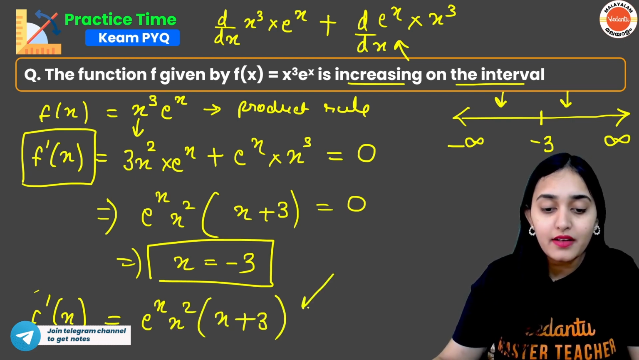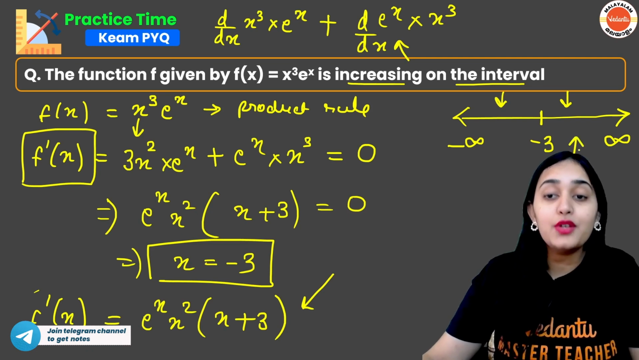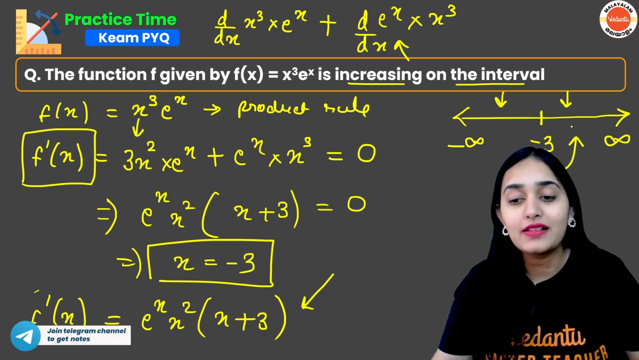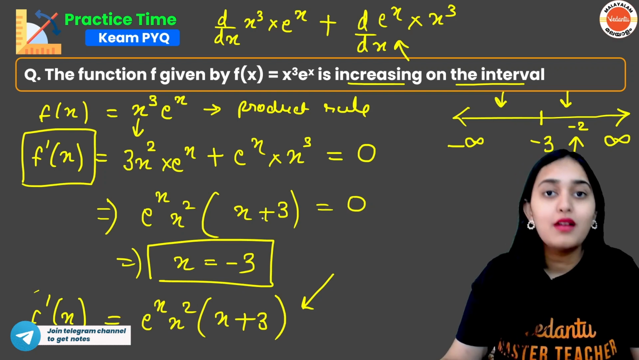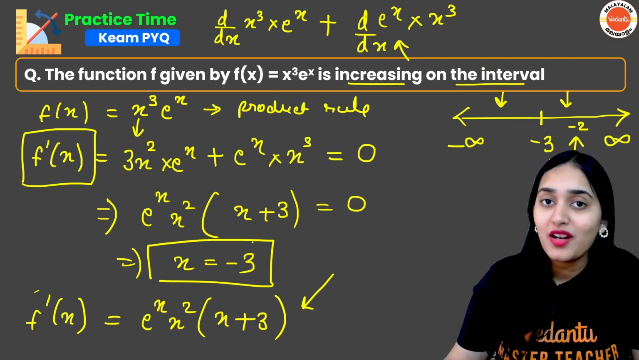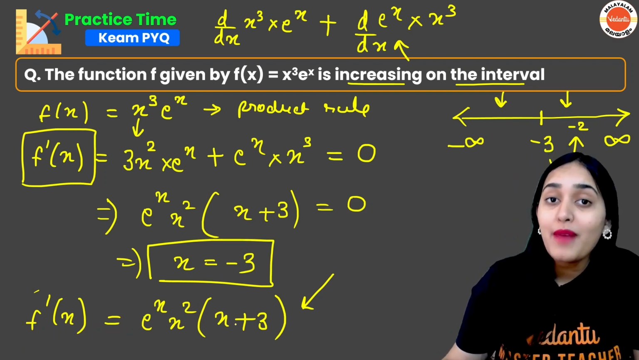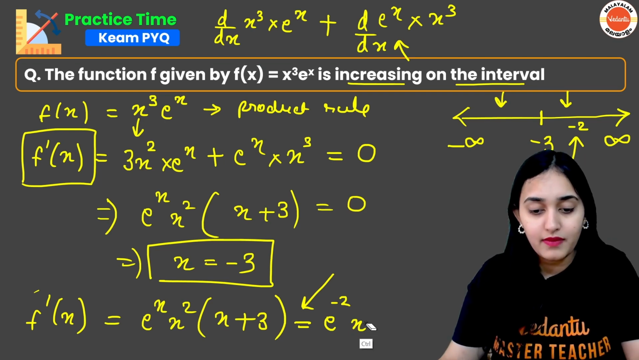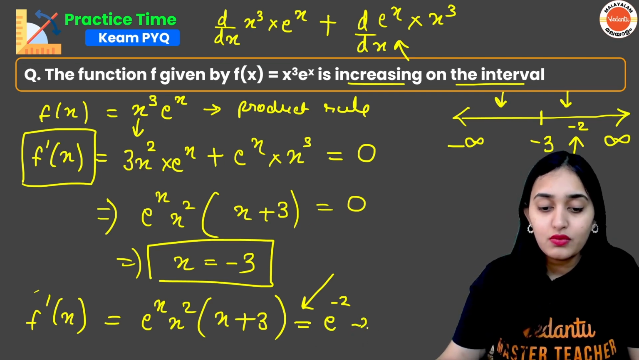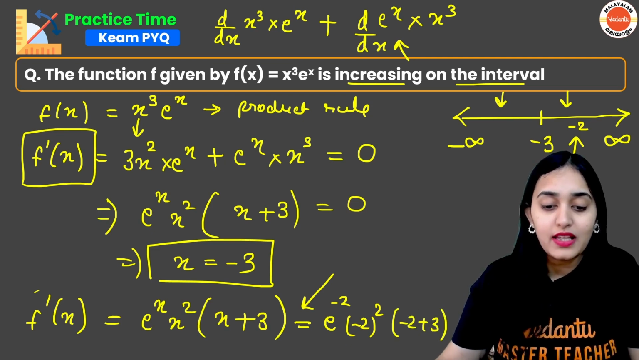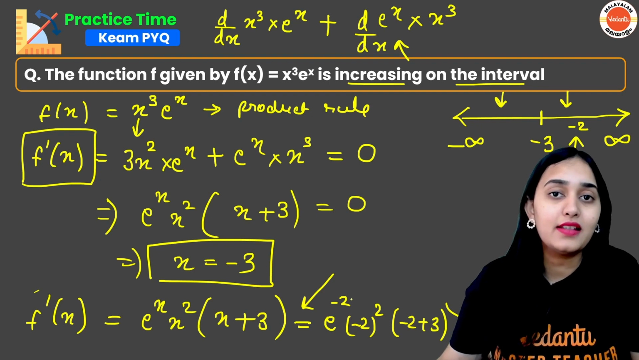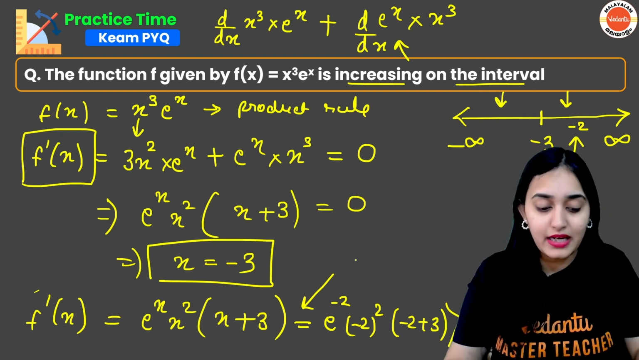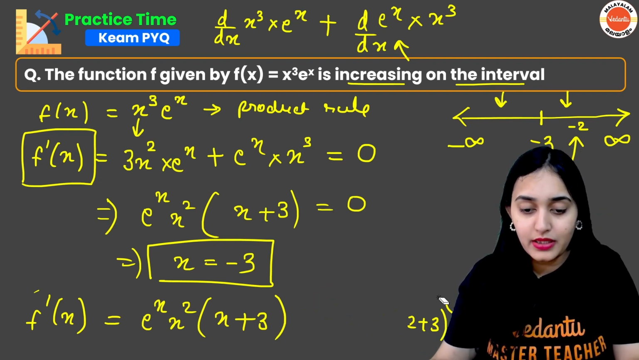Now you observe here. If you put a value greater than minus 3, suppose you are putting minus 2. Minus 2 is greater than minus 3, not smaller than minus 3, okay? If you put minus 2, what will you get? Just find e to the power minus 2, x square, sorry, minus 2 to the power 2 and minus 2 plus 3. If you solve this, basically you will get greater than 0. It's a positive function, right? Wait, let me do it on the next page itself.